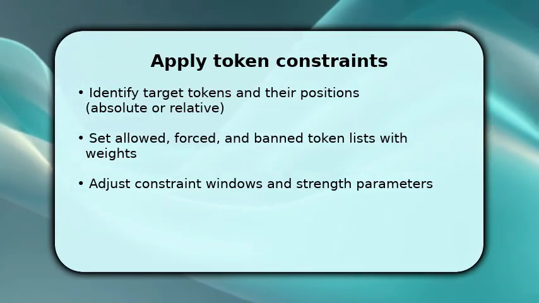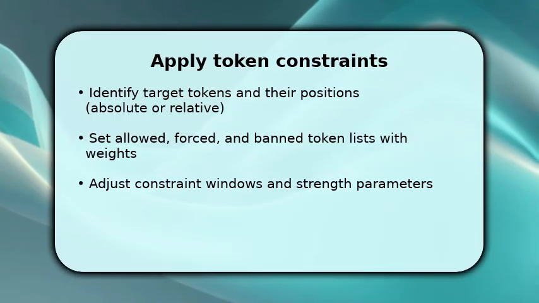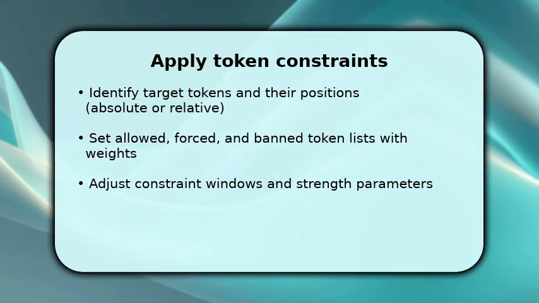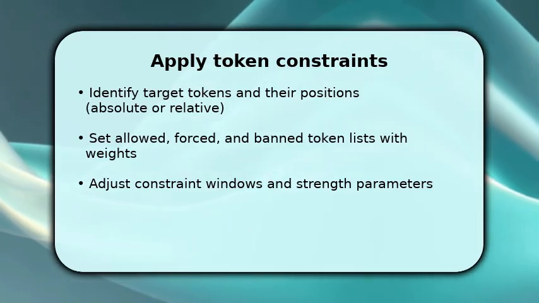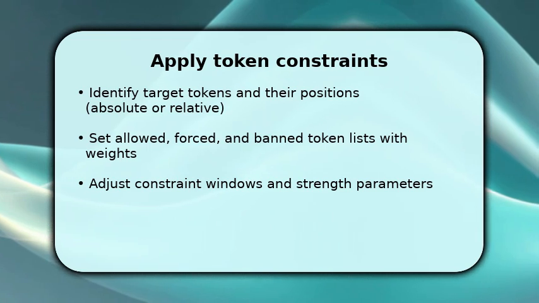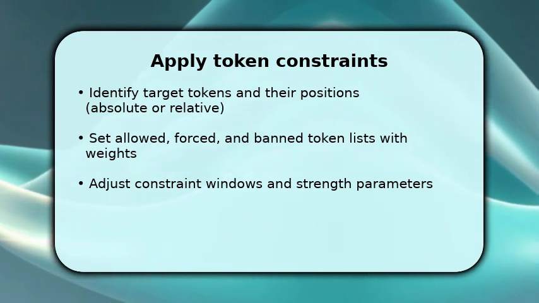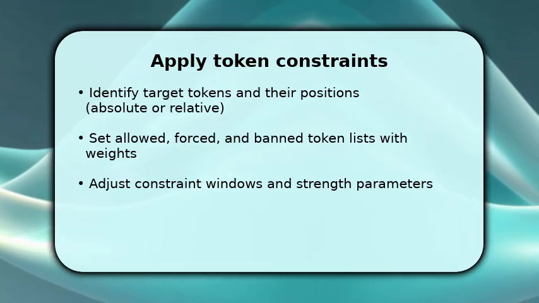Use weights to bias sampling rather than hard blocking when you want flexibility. Make sure to set constraint windows and a strength parameter so the sampler respects context. This balances adherence versus creative continuation and prevents jarring discontinuities later.